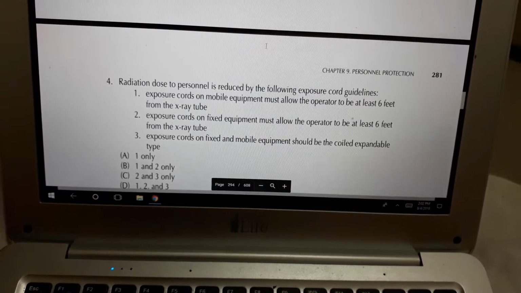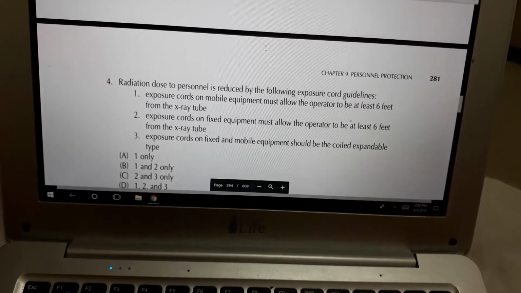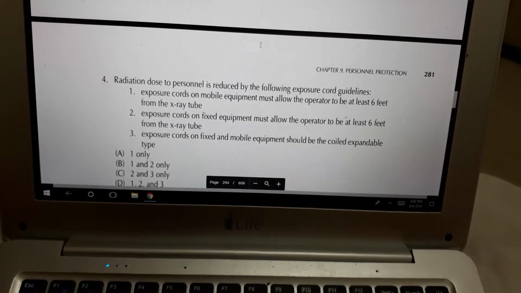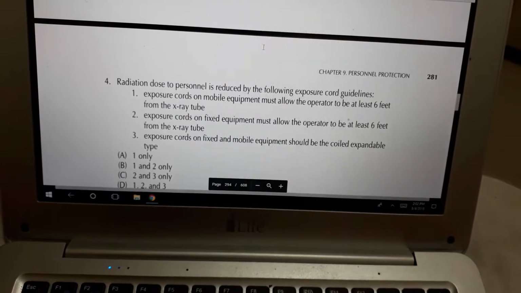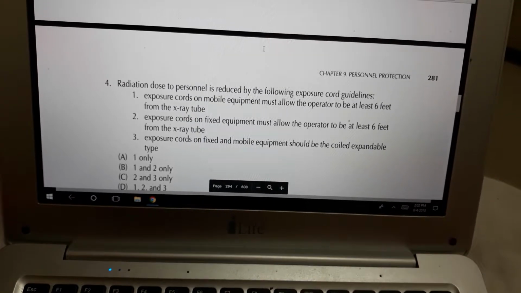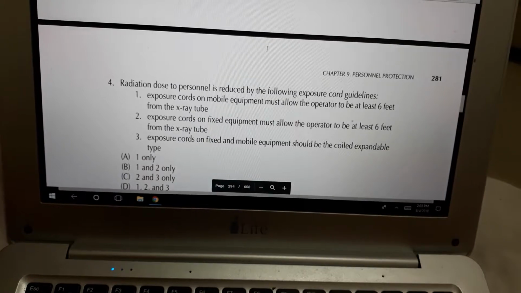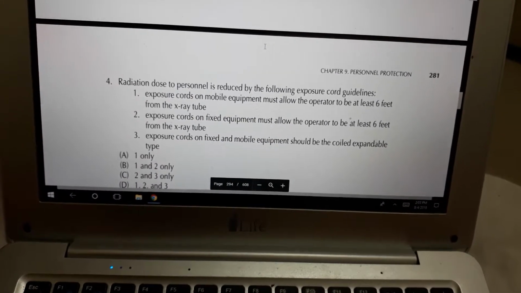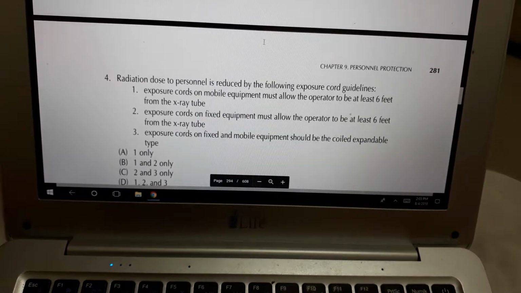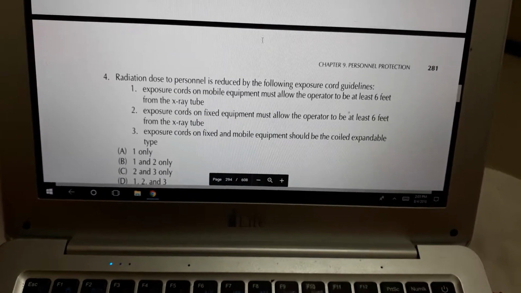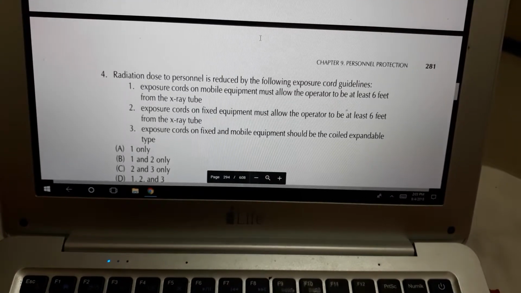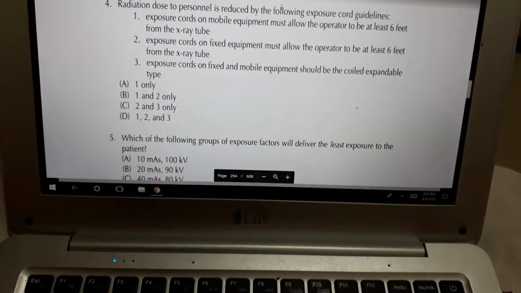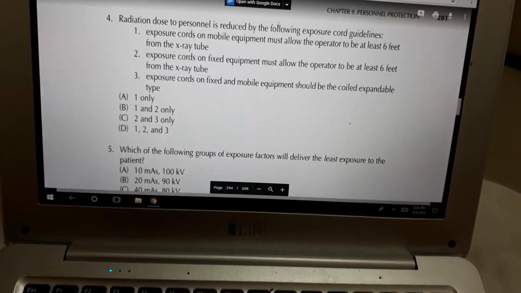How can radiation dose to personnel be reduced following exposure cord guidelines? The exposure cord on mobile equipment must allow the operator to be at least 6 feet from the tube. The exposure cord on fixed equipment must allow the operator 6 feet from the tube. The exposure cord on fixed unit equipment should be coiled or expandable. So the answer is A. That is the fourth one.